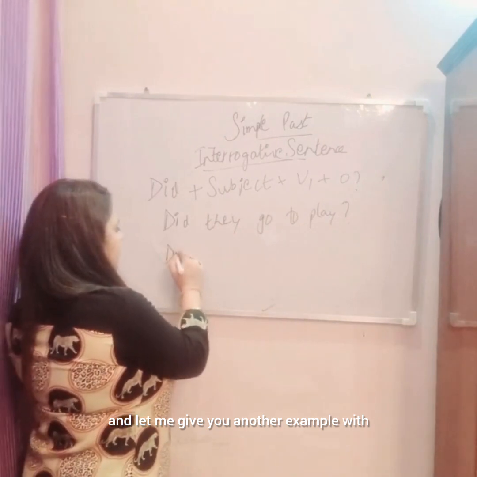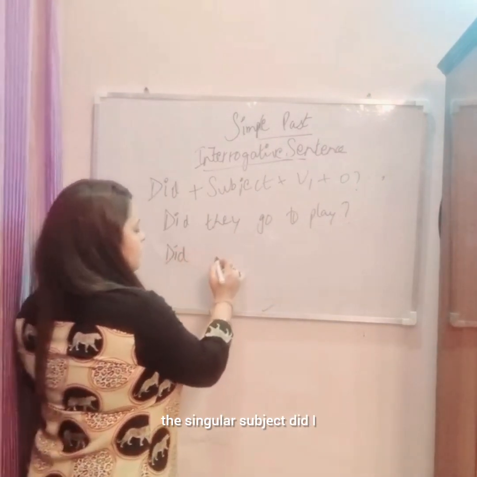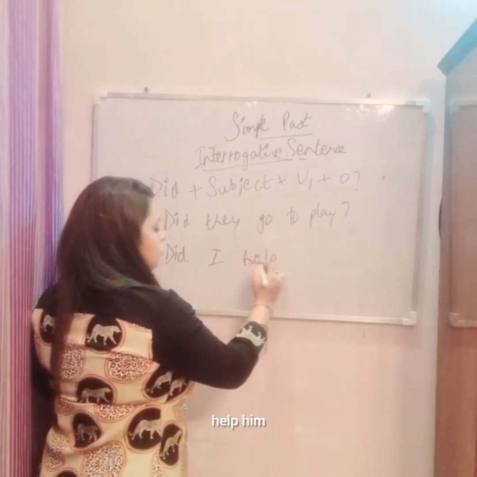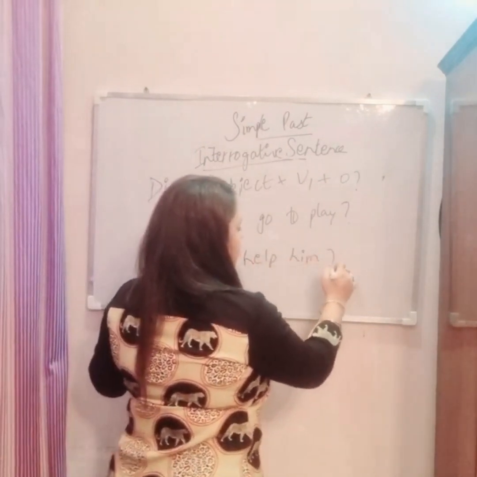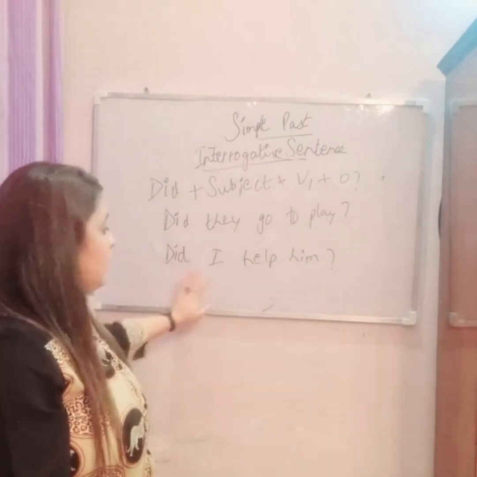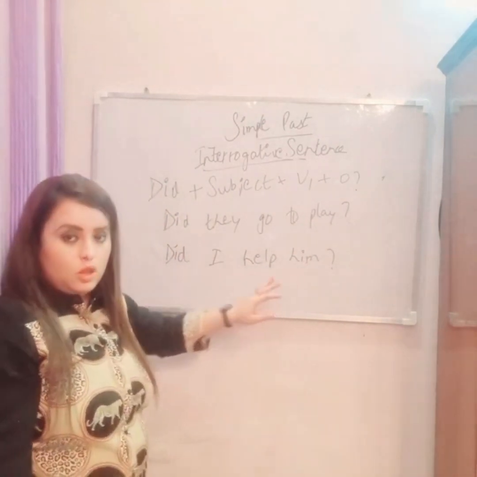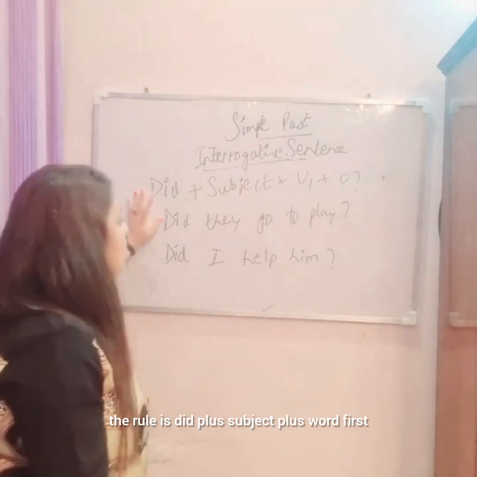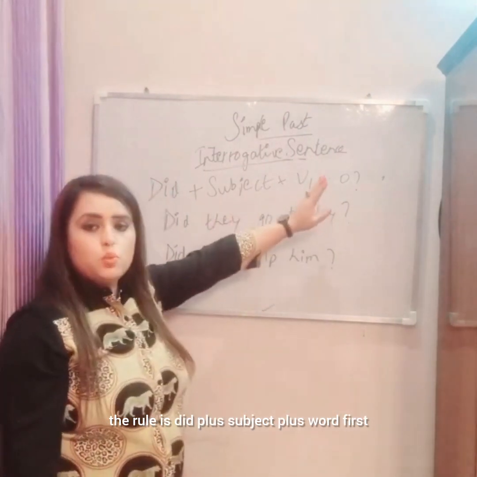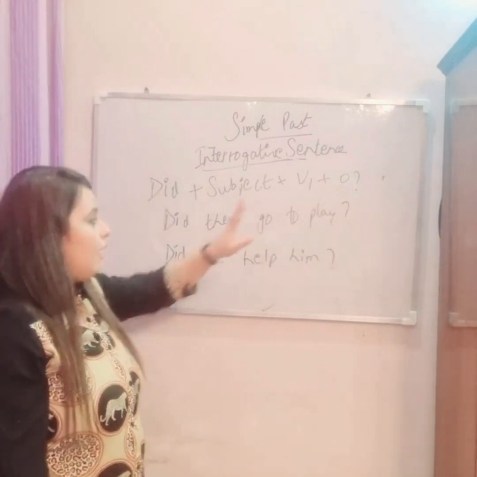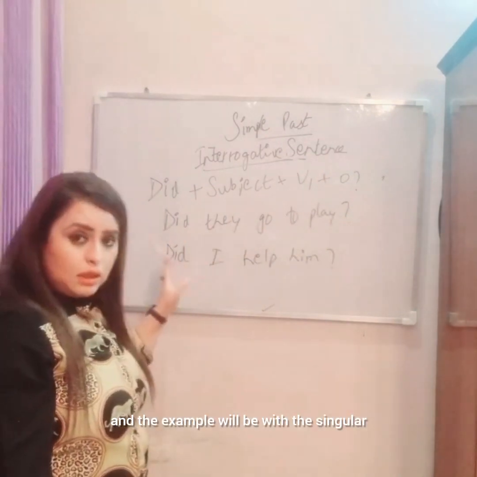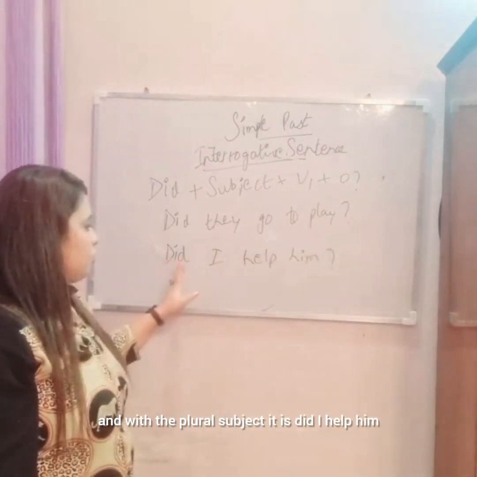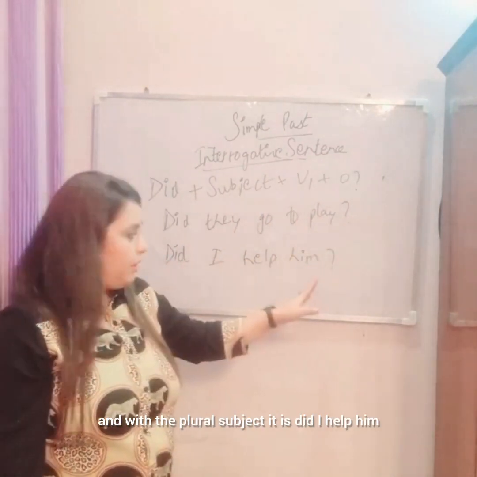Let me give you another example with the singular subject. Did I help him? Followed by the question mark. Did I help him? Okay. So with the interrogative sentence, the rule is did plus subject plus word first form plus object. And the example will be with the singular subject, did they go to play? And with the plural subject, it is did I help him?